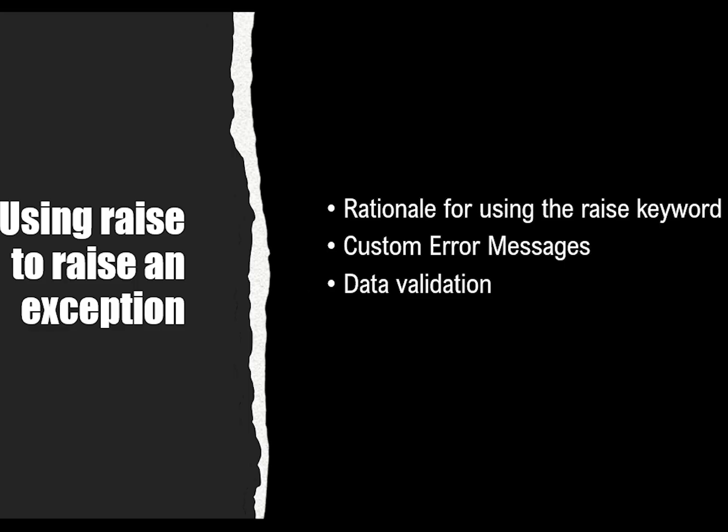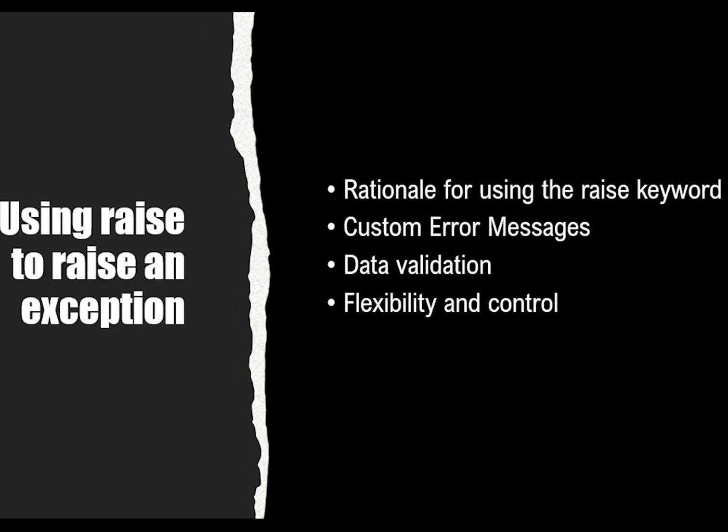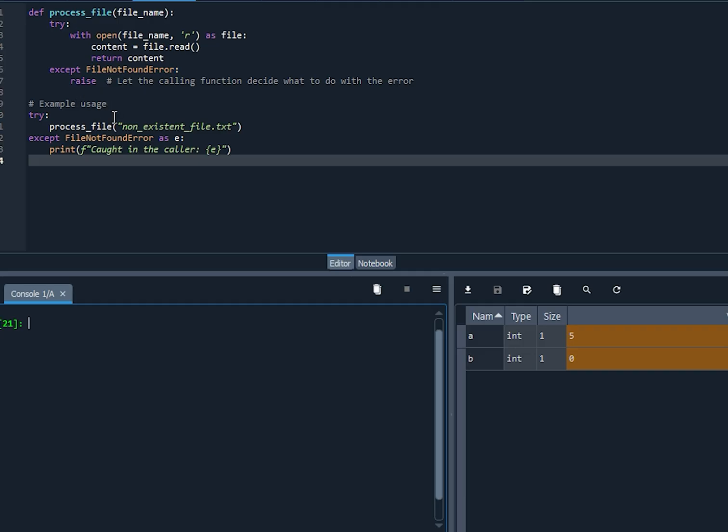Okay, now the third reason to use raise to raise an exception is to add flexibility and control in your programs. Let's take a look at an example. Okay, so in this example we have a function called process file, which is going to try to open up a file, read the contents, and then return it to the function call. And if you look at the except block that's inside of the function definition, you'll see that it doesn't handle the exception file not found error other than to raise that error.